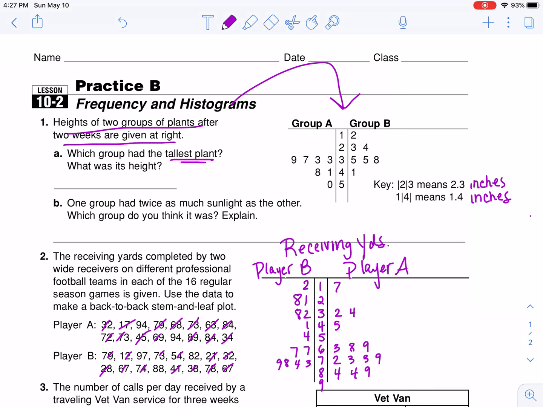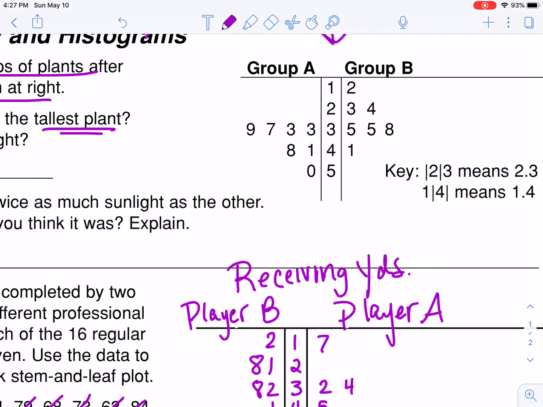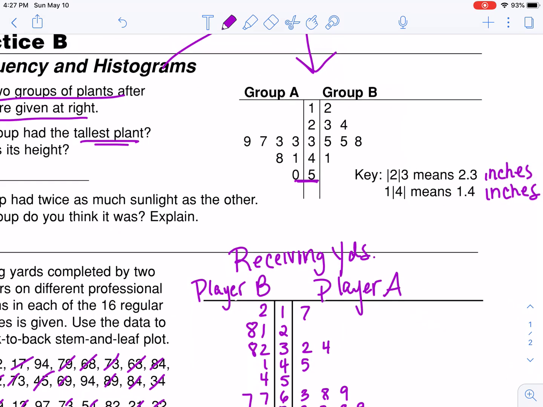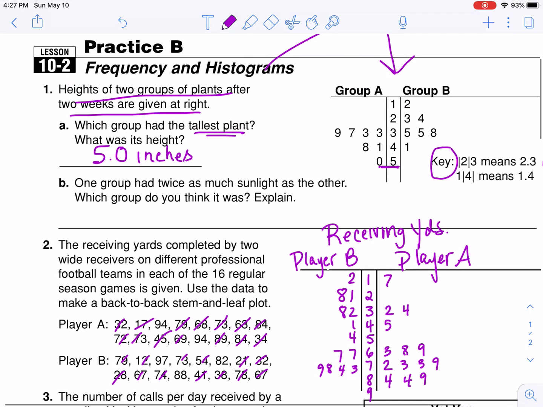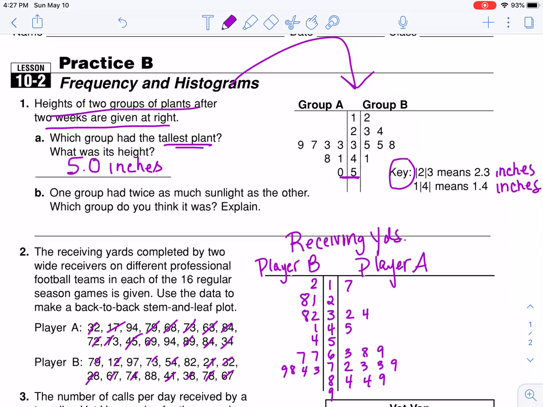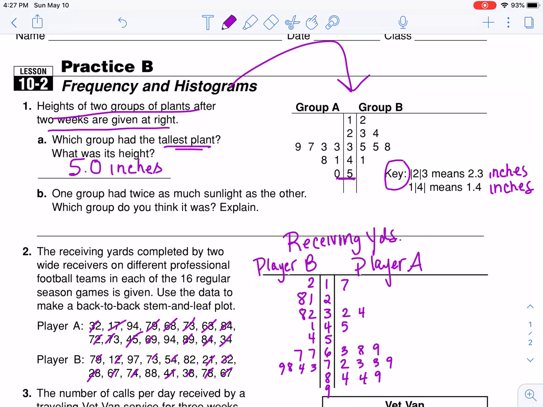So if we take a look for the maximum value here, we see that group A had this plant, which means if we look at our key, is 5.0. I added inches because we weren't sure of what unit. So 5.0 inches, 5.0 feet, whatever unit you decide to give it. But again, I chose inches. So which group had the tallest plant? Group A. And then how tall was it, or what was its height? 5.0.